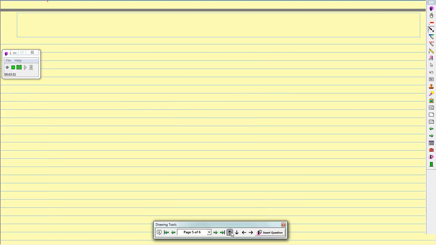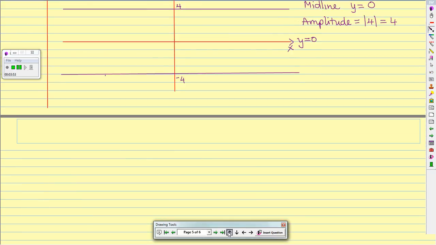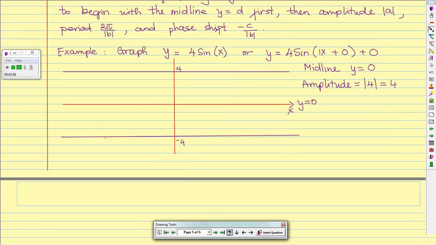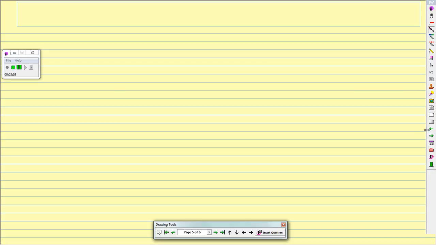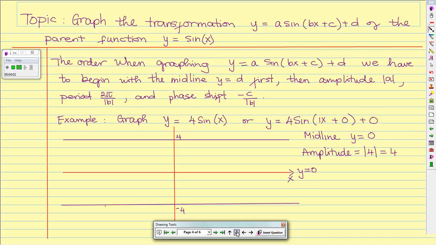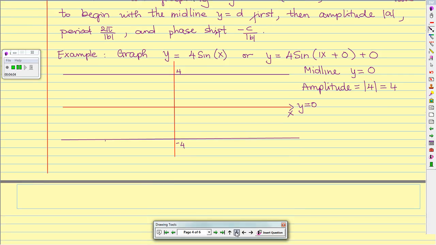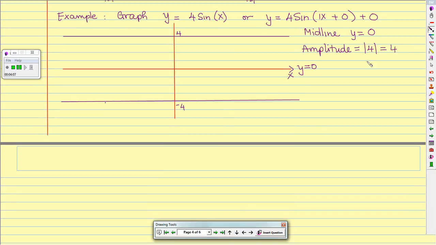May I move the paper up a little bit so that we can see? Oh, sorry. Okay.